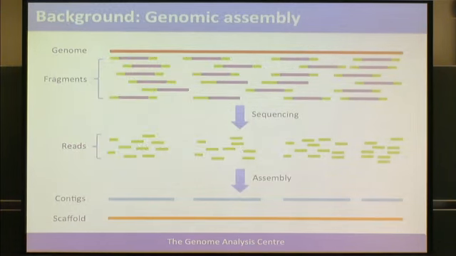So the background, genomic assembly. This is the basic approach we have for genomic assembly, where we have a single genome, and we make a whole load of DNA fragments, and we sequence these, usually with paired end reads, occasionally with single end reads, and we end up with a whole bunch of reads which we assemble into contigs and then scaffold to a nice beautiful assembly at the end of it.